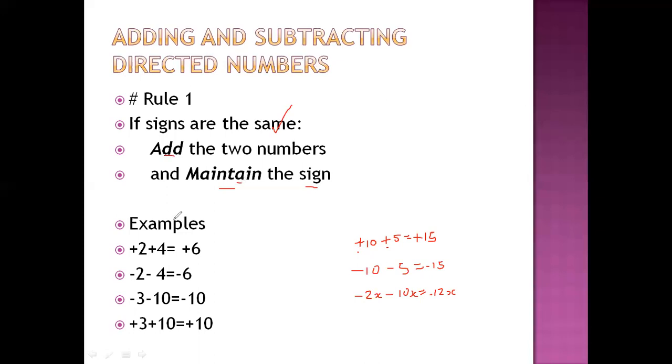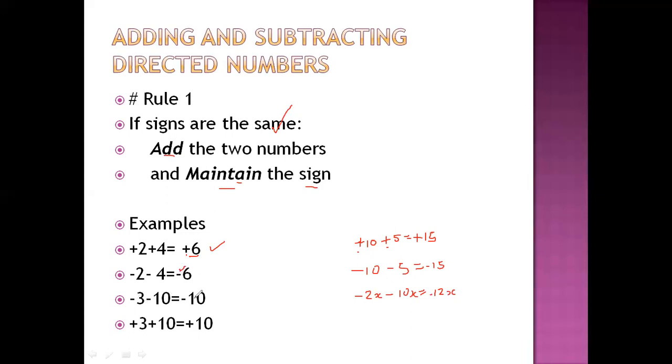Okay, let's follow the examples that I've worked here. Plus 2 plus 4, it's 6 plus. You maintain the sign, you put the plus below there. So that is the answer. Then this answer becomes very correct. What about minus 2 minus 4? It's minus 6. 2 plus 4, we get 6, and maintain the negative sign, which is a negative.